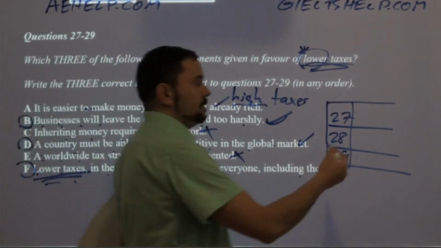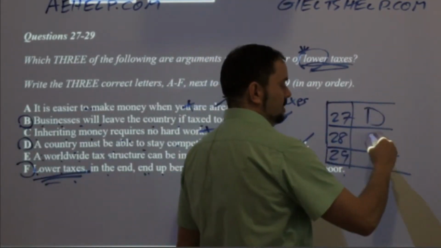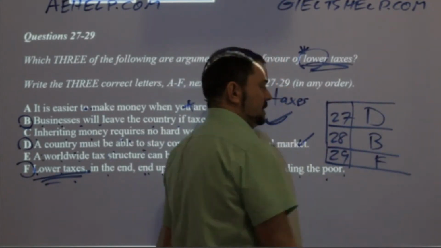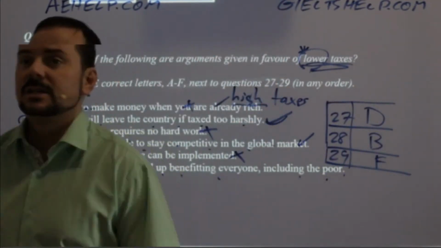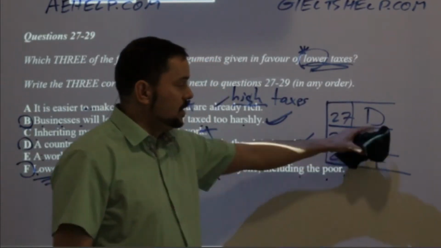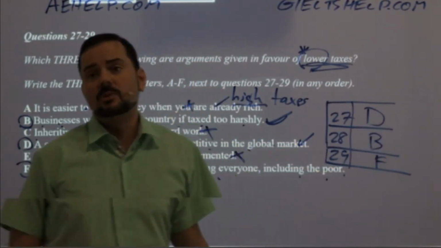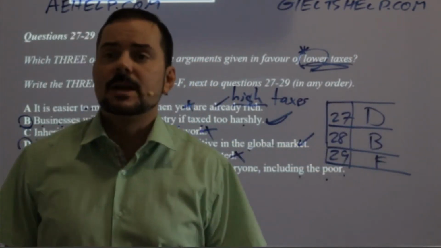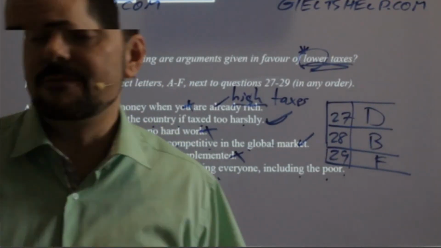So any order, okay? You could write D, B, and F, or B, D, and F. It doesn't matter. Each one here is worth 1 point. So if you got 2 of them, then you get 2 points. If you got 1 of them, then you got 1 point. If you got all 3, fantastic.